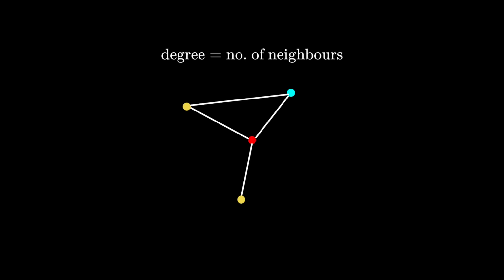Now let's consider this slightly more complicated graph. We know that this red vertex has degree 3 because of the 3 neighbors it has. The blue vertex has degree 2 with the 2 neighbors. The yellow vertex on top has degree 2, again with 2 neighbors. And finally, the yellow vertex at the bottom has degree 1 because it only has 1 neighbor.